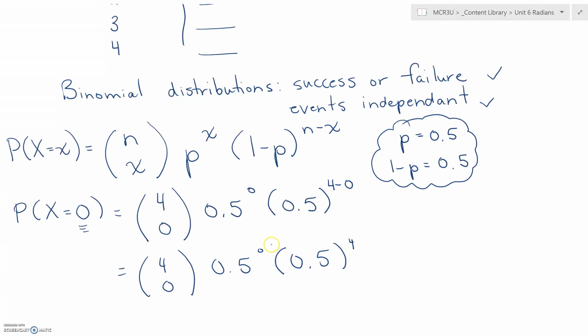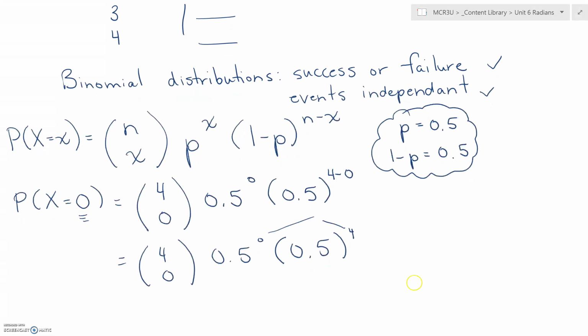So notice here how you have a 0 for the success and a 4 for the failure. Well, these two numbers add up to the n. So if you have a number there that doesn't add up to n, you know you've done something wrong. Okay, so just be very, very careful.